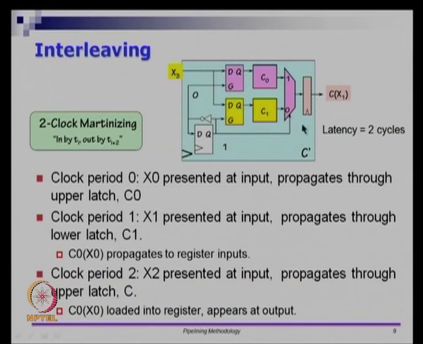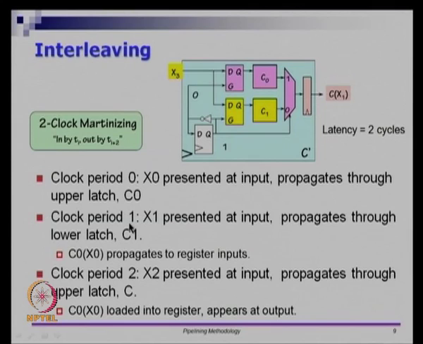So, the latency of this system is 2 cycles. Let us see how this will work. At clock period 0, if I put X naught at the input, it will propagate through latch C naught, and it will be ready as input to C naught.